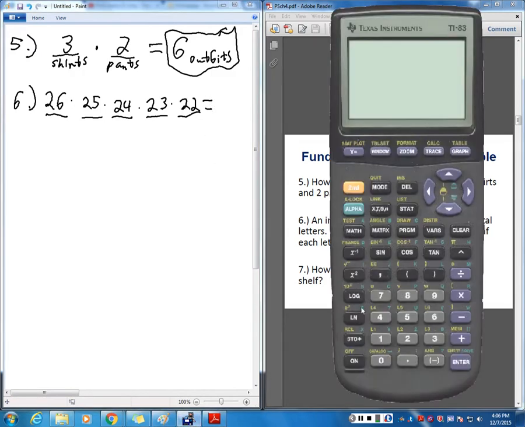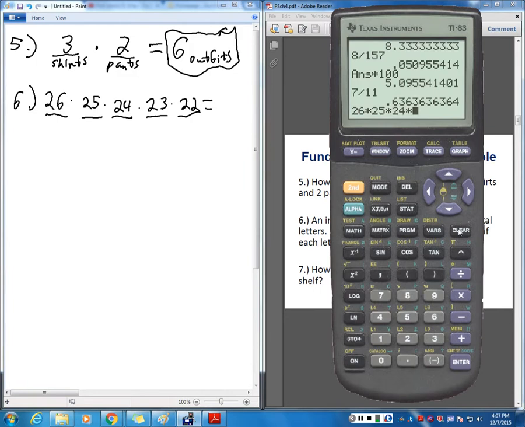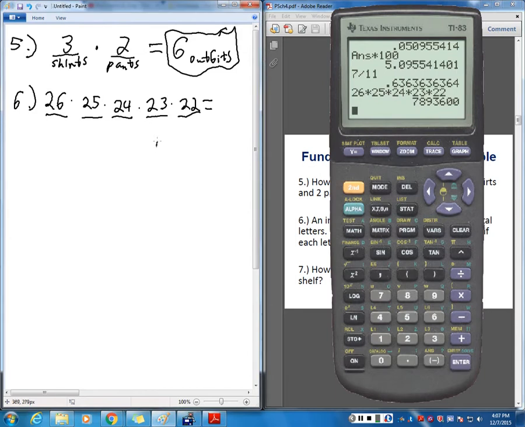I'm going to use the calculator for that. So I multiply all of those together and I get my answer. So there are 7,893,600 passwords available.